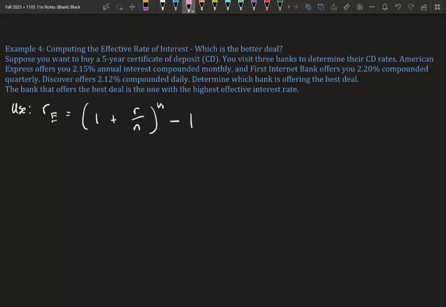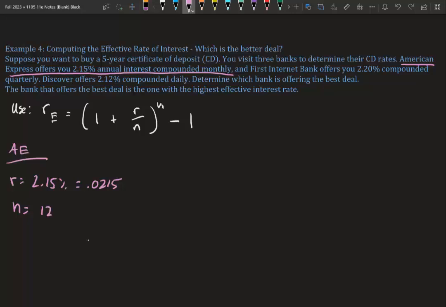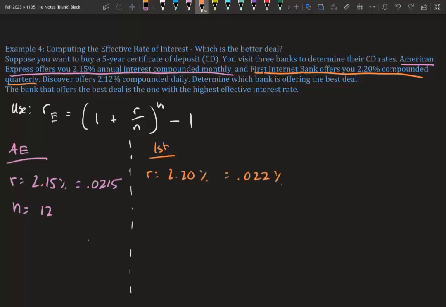We're comparing American Express, and they offer 2.15% compounded monthly. So American Express, the rate is 2.15%, which we know is going to be 0.0215, and it's compounded monthly. So monthly is 12. Your N is how often you compound. Let's write them out for each single one. So that's American Express. Let's go ahead and do First Internet Bank. Their rate is 2.20%, which we know is going to be 0.022. And it's compounded quarterly, so quarterly is 4.